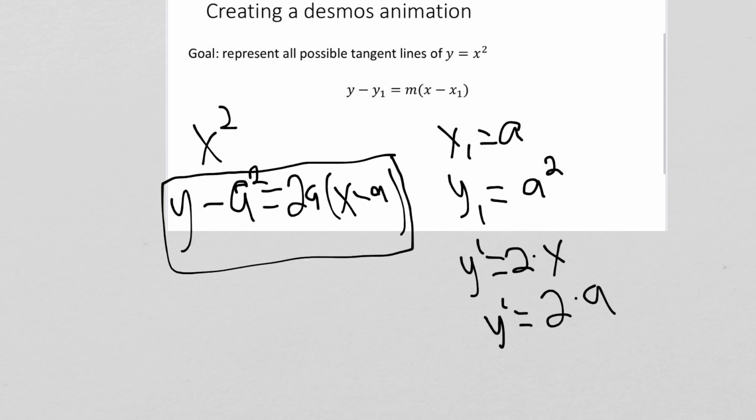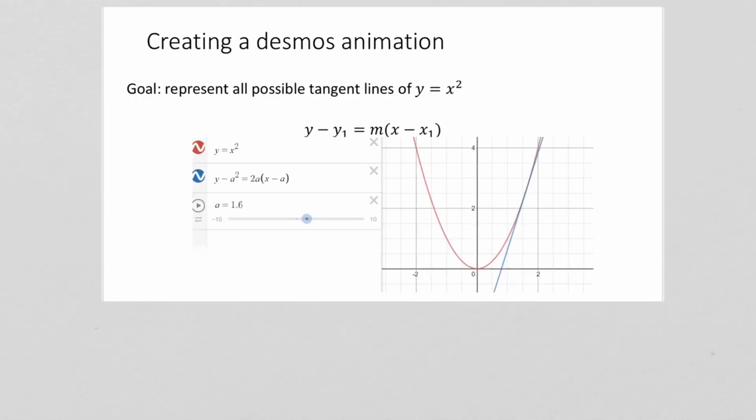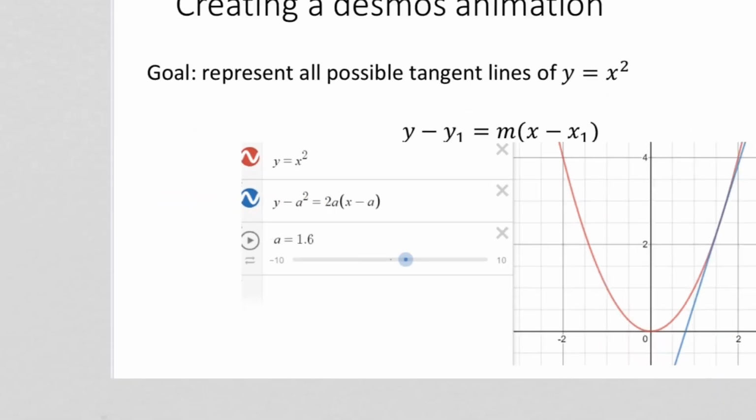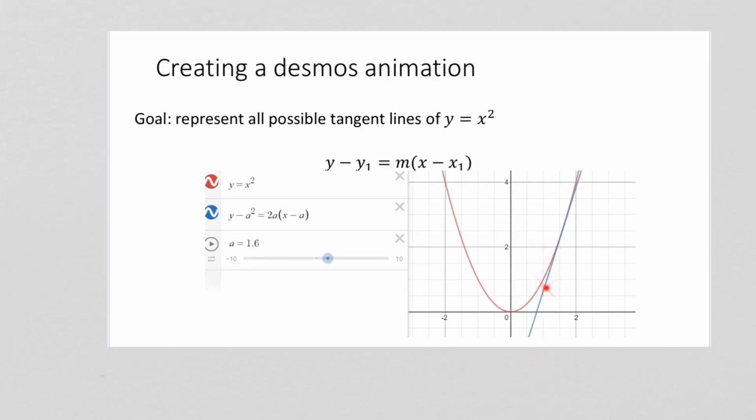So now we can let a change, and no matter what a is, it's going to produce a different equation of the tangent line, right? So let's look at an example. I just let a be 1.6. Okay, we have y equals x squared, and then we have y minus a squared equals 2a times x minus a. Here's our x squared curve. And right now, this is the line tangent to this curve at x equals 1.6. But if I change this a value, then you're going to see the tangent line just wrap around this curve. It's a way of representing all the possible tangent lines no matter what the x value is.